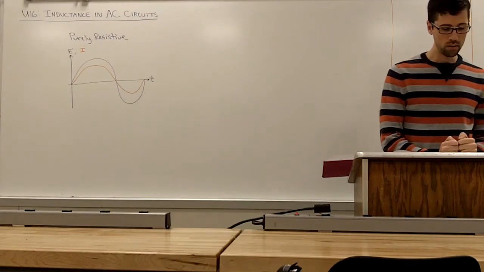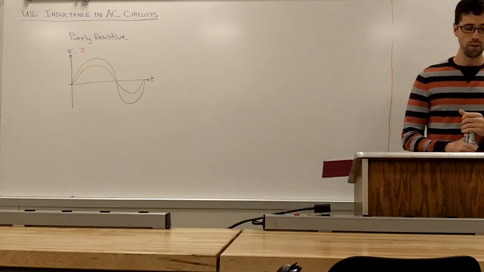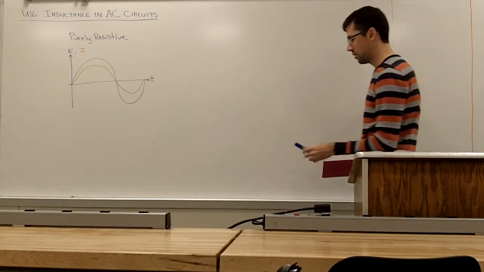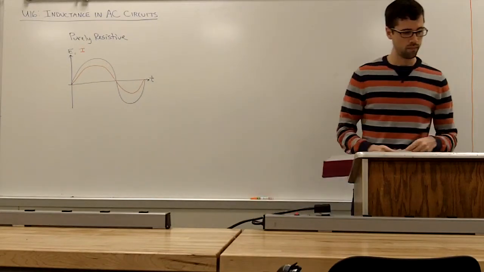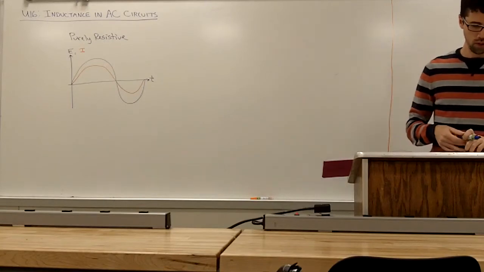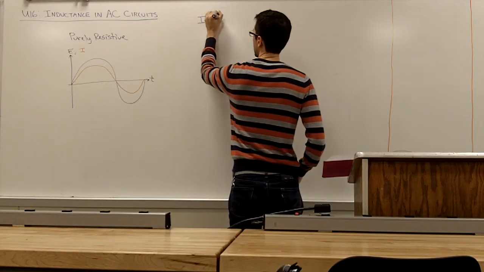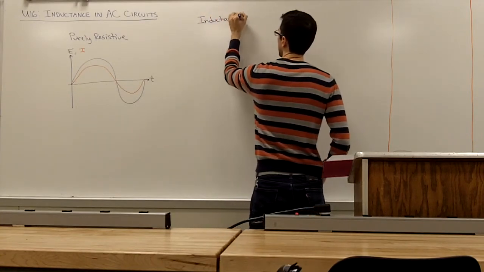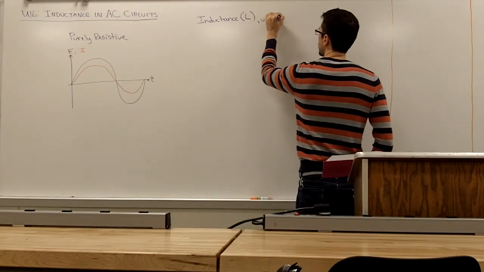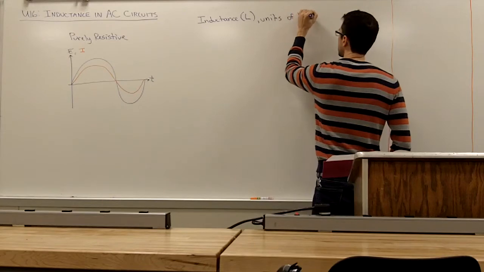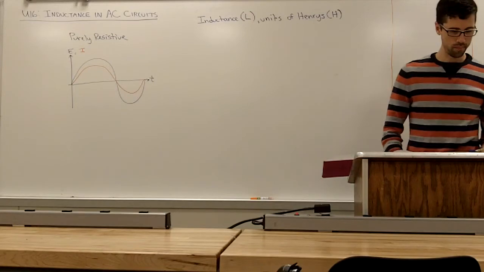Another thing that inductance introduces into a circuit is something called impedance. And impedance, that we'll find later on, is a combination of resistance and inductance. So a new circuit value, inductance, symbolized by the letter L, has units of henries, symbolized by the letter H.